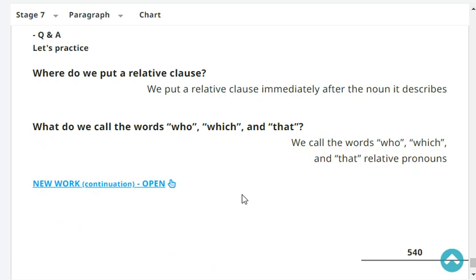Where do we put the relative clause? We put a relative clause immediately after the noun it describes.